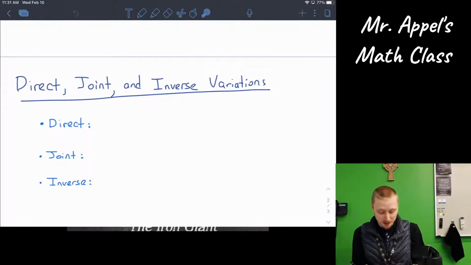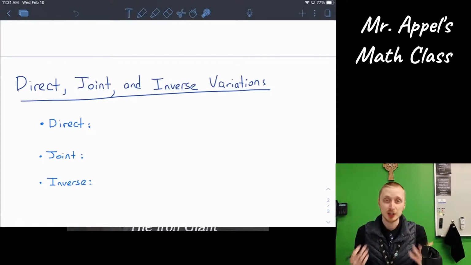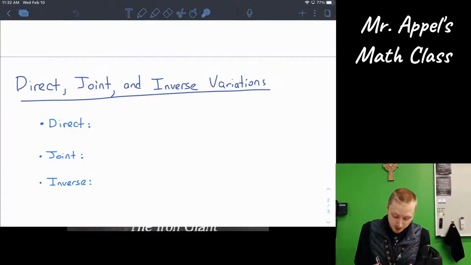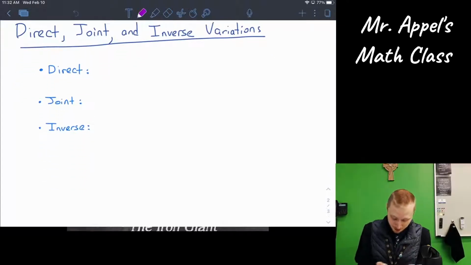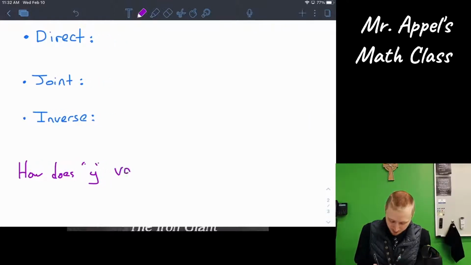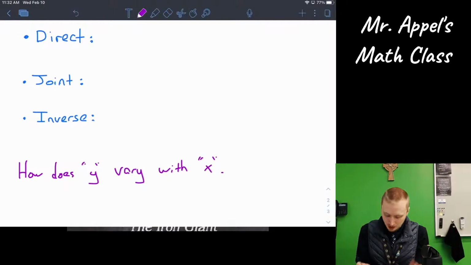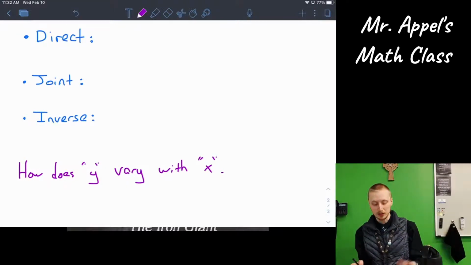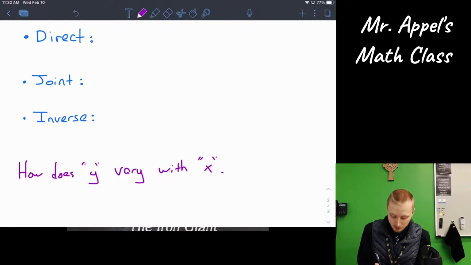So what are each of these things? These are all types of relationships. Direct, joint, and inverse describe how does Y vary with X. And yes, that is the correct vary. How does it change with X?